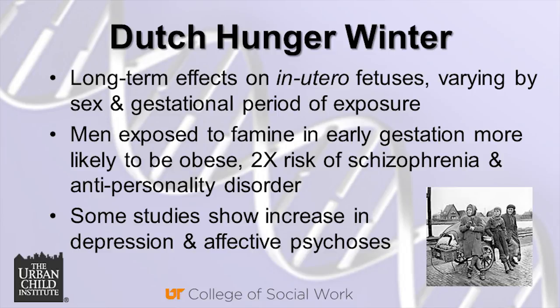For example, men who were exposed to famine in early gestation are much more likely to be obese now. They have twice the rate of schizophrenia and antisocial personality disorders. Both sexes experience more depression and affective psychoses due to the famine. These individuals are about 70 years old now, and they have many chronic conditions.